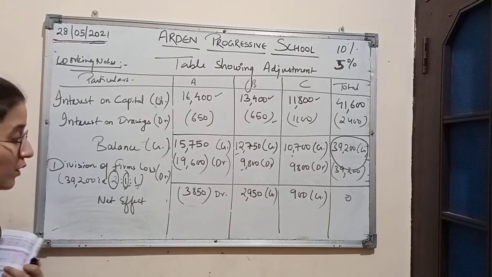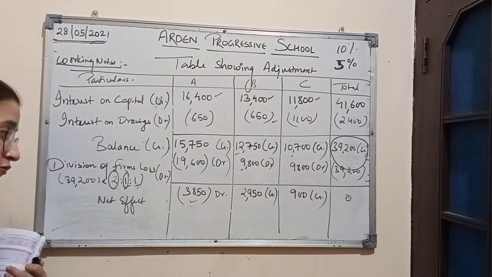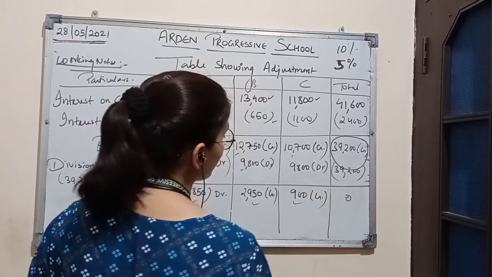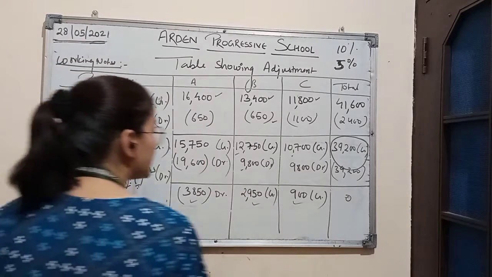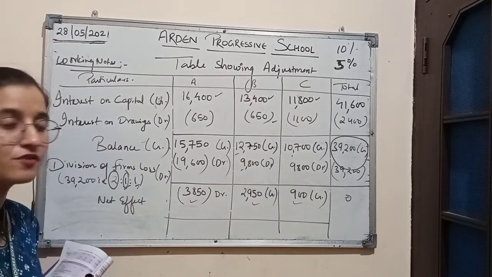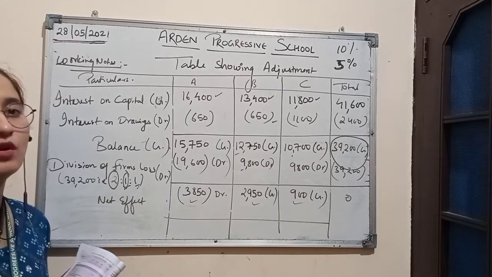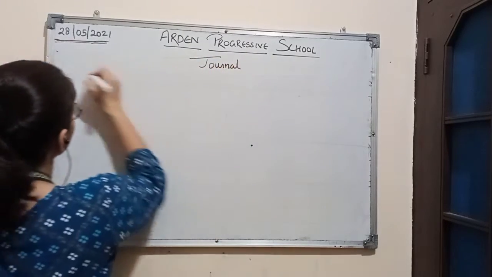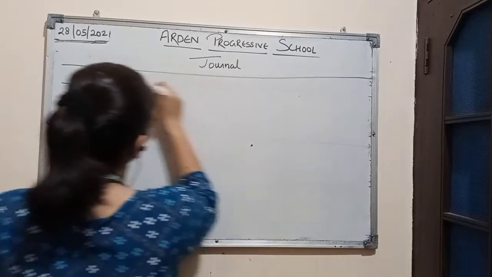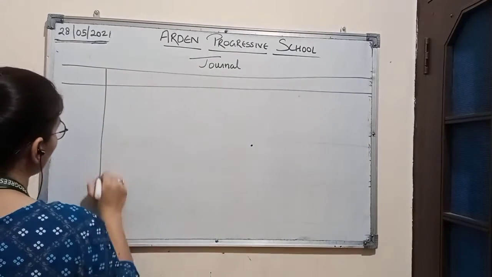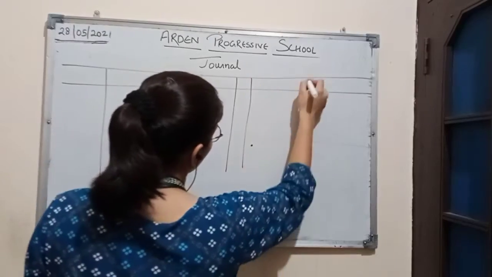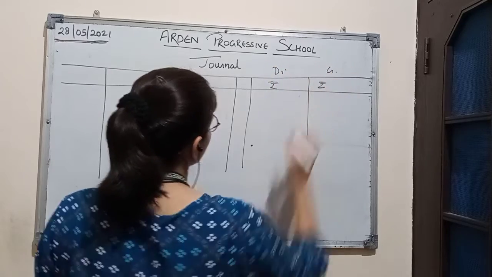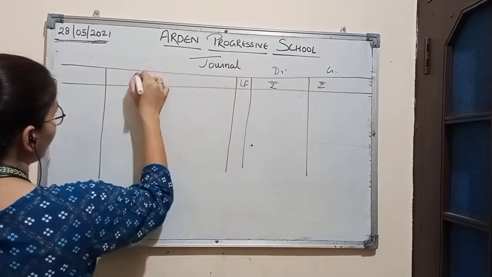So by this it can be concluded that partner A will pay this amount to the firm, partner B will receive 2,950 from the firm, and partner C will receive 900 from the firm. By this net effect, we can now easily pass the rectifying entry as a single adjustment entry in the books called journal. So here we will be drawing the format of journal. Format of journal includes date, particulars, LF, debit amount, and credit amount.